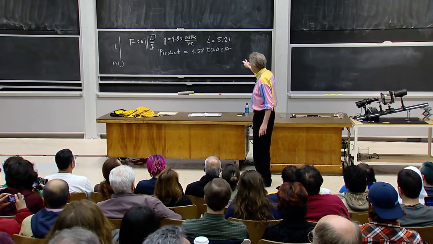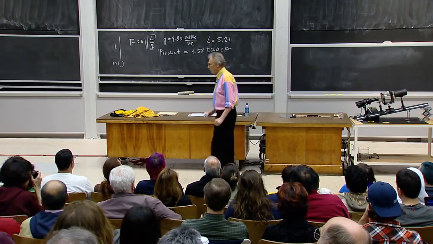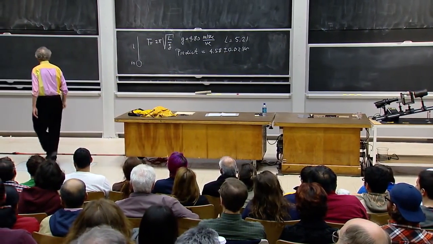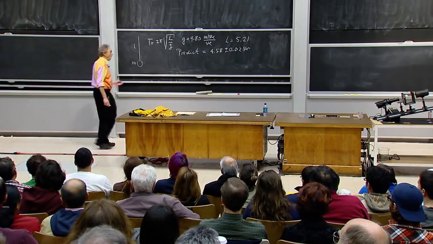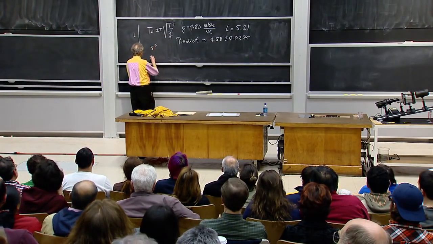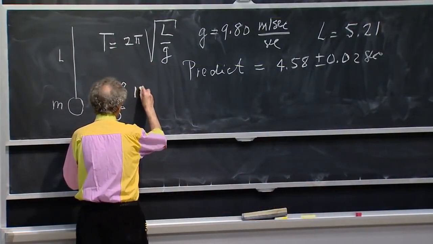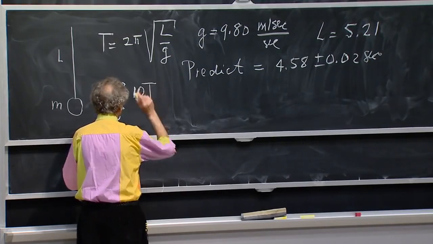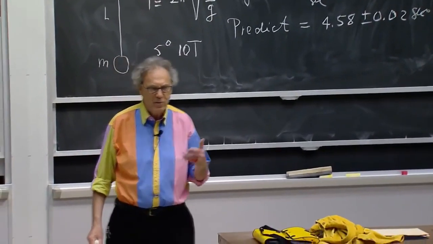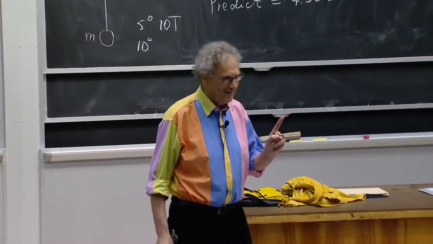Do not confuse that with that 0.02. That has to do with the length. All right. So I'm going to first make a period measurement at 5 degrees and then at 10 degrees amplitude. And I'm going to measure 10 periods, not 1. Some of you may think, well, isn't that a waste of time to do 10 periods if you can get away with 1? You will very quickly see why it is 10.